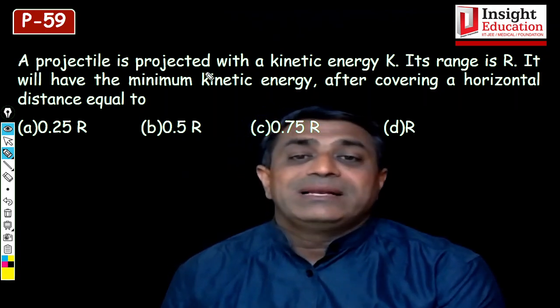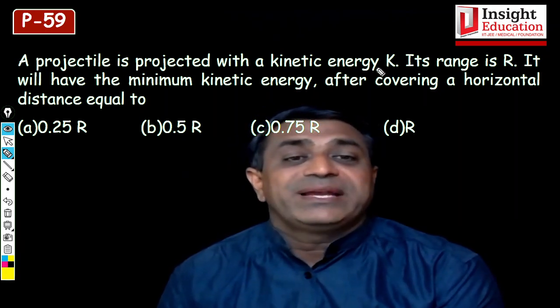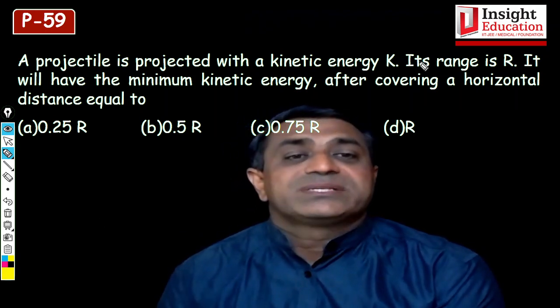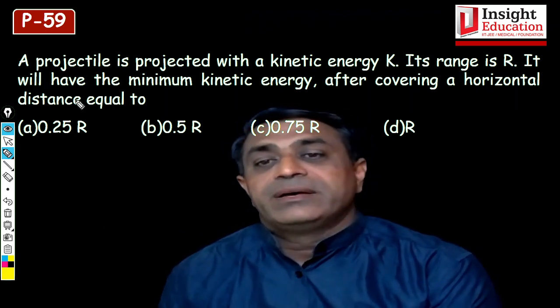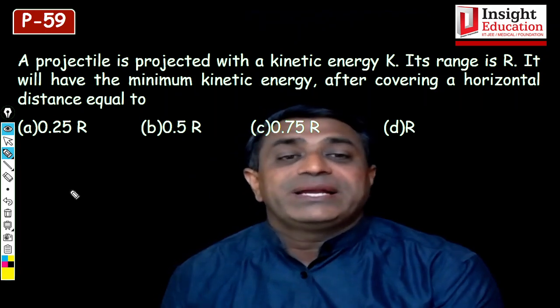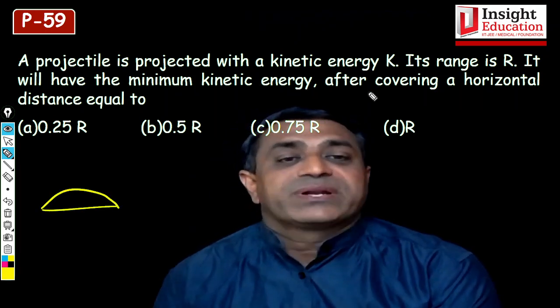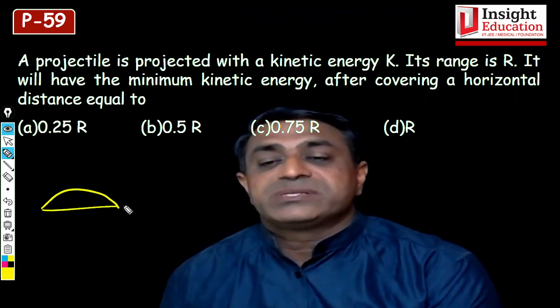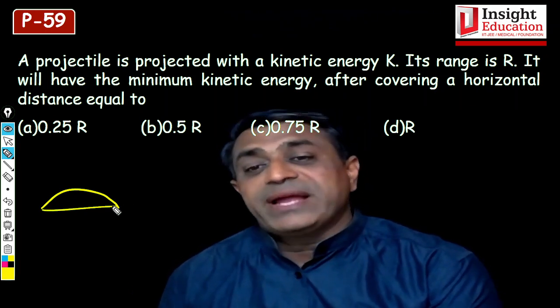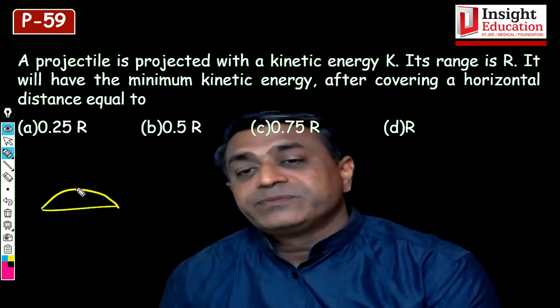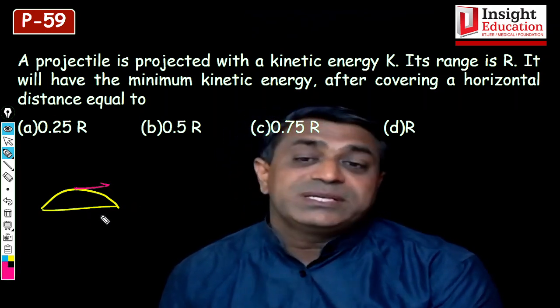A projectile is projected with kinetic energy K. So the initial kinetic energy of the projectile is K. Its range is R. It will have minimum kinetic energy after covering a horizontal distance equal to what? So at which point is kinetic energy minimum? It means at the highest point kinetic energy is minimum.